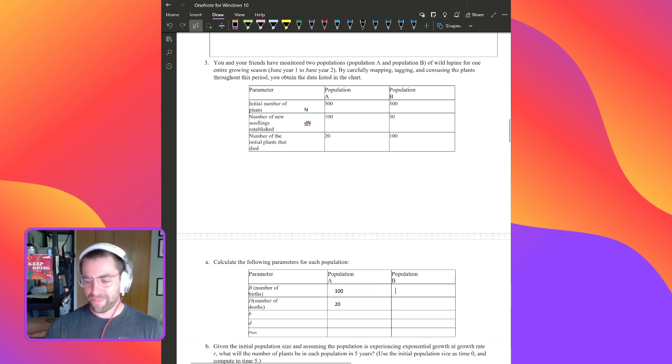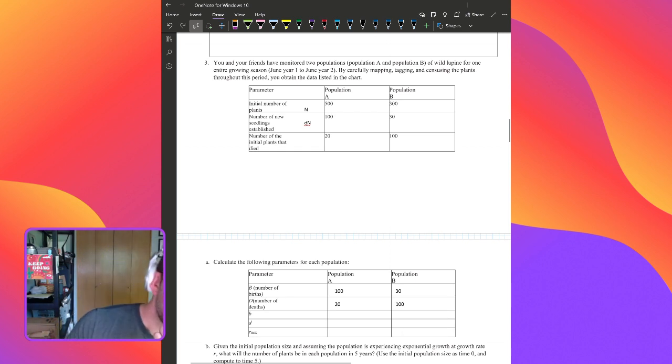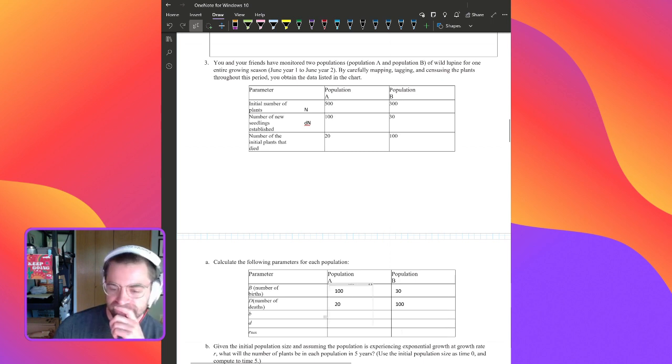Population B. Number of births, we have 30 seedlings established. I'm going to go with that. And we have number of deaths. We have around 100, it looks like. And then we have these kind of mystery b's and d's. So if I had to guess, we've got 100 births per 500 initial plants. All right, well, let's find our equation again.